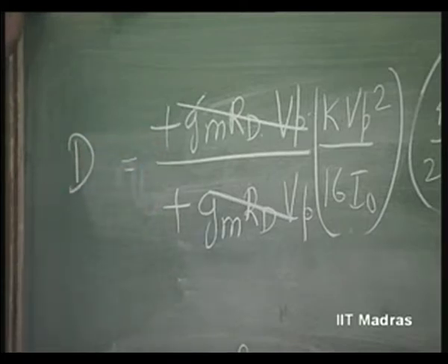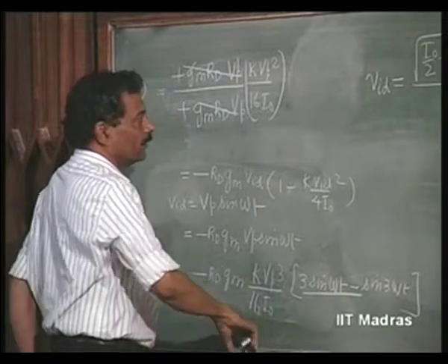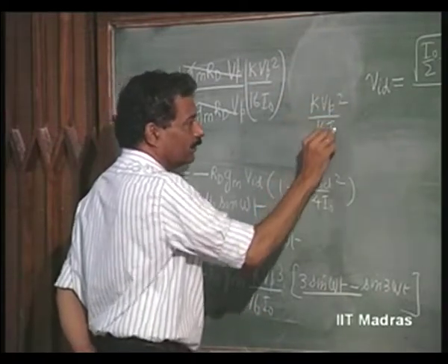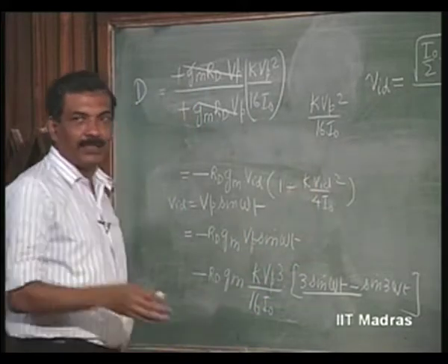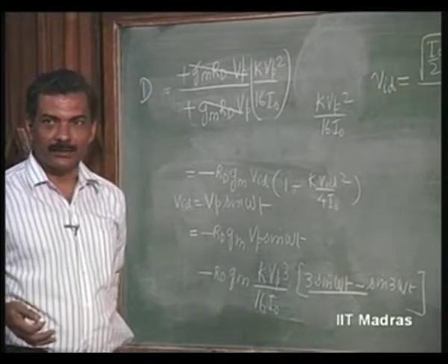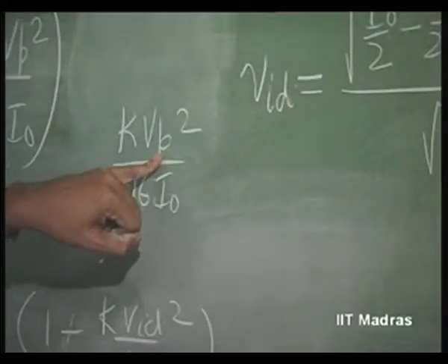Is this clear? So, you can see now that this k V p squared by 16 I naught should be kept at whatever value you want, 1%, this means 1 over 100. That will give you the maximum value of V p for which it can be used.